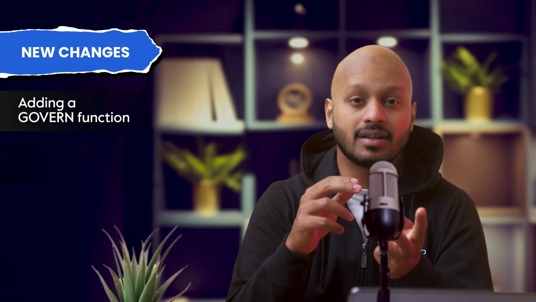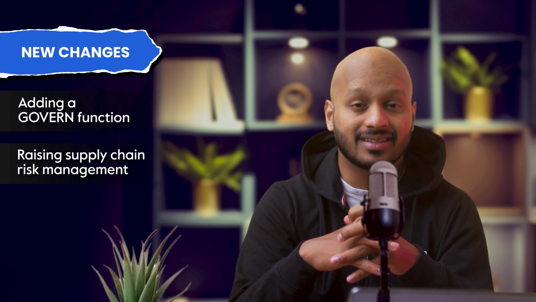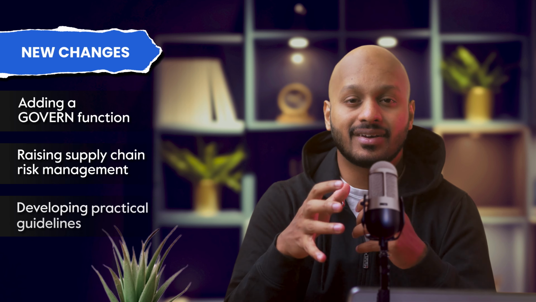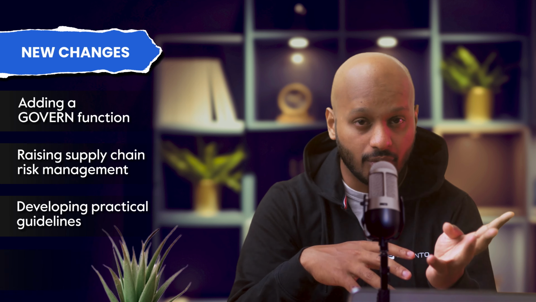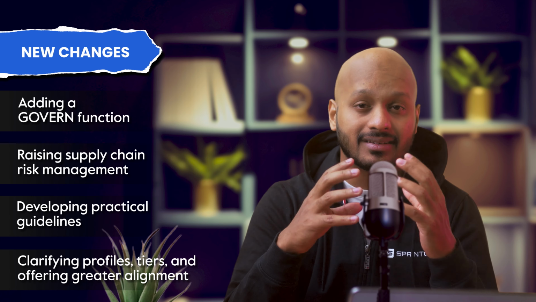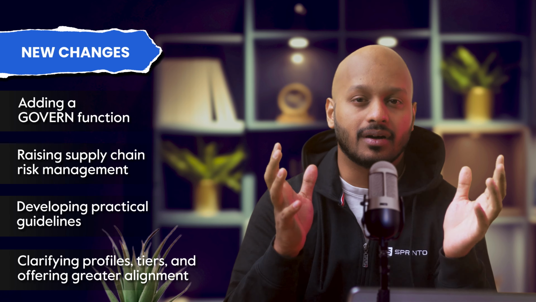There's several new changes that NIST CSF 2.0 brings compared to its predecessor 1.1. Number one, adding a govern function. Number two, raising supply chain risk management at the governance level while addressing it holistically across the framework. Number three, developing practical guidelines for practitioners, such as implementation examples. And number four, clarifying profiles, tiers, and offering a greater alignment of CSF 2.0 with other available NIST resources. We'll have a video explaining all of these changes in detail soon, but today let's focus on the big one, the brand new function called govern.